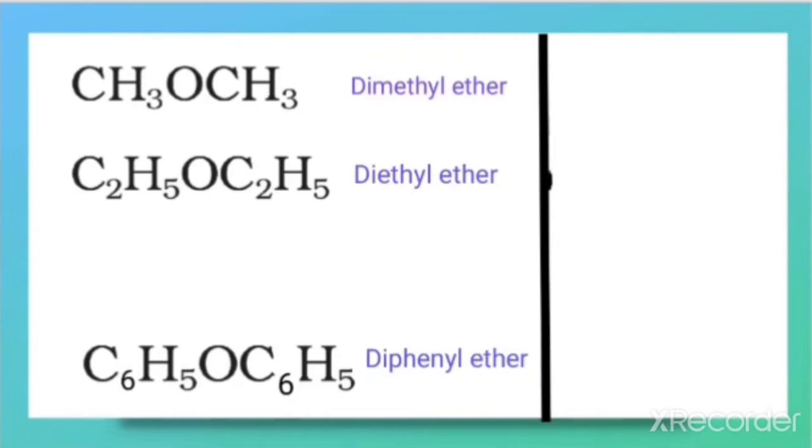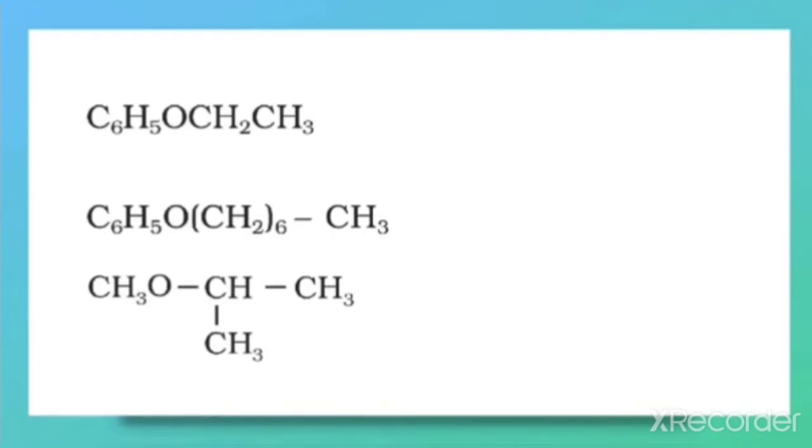Let us discuss another example. Look at these structures. These structures are unsymmetrical ethers. So let us make the common names for these. First structure, look at either side of the oxygen. Here it is a phenyl group and this is an ethyl group. Ethyl, why? Because CH2CH3, that is C2H5, is an ethyl group. So you have to follow alphabetical order. Ethyl and phenyl, which comes alphabetically first? That is ethyl. So the name is ethyl phenyl ether.